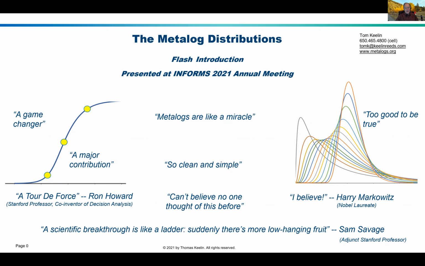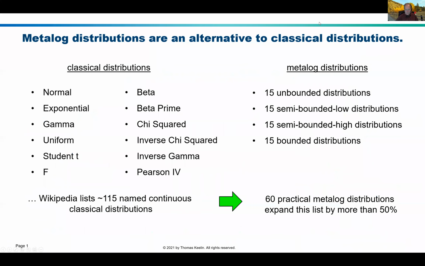The Metalogs were developed for a very practical purpose, to provide a family of distributions that is both more flexible and easier to use than the classical distributions with which you're likely familiar. You can see here on this chart, many thoughtful people have been saying very good things about the Metalog. Let's take a quick look as to why.